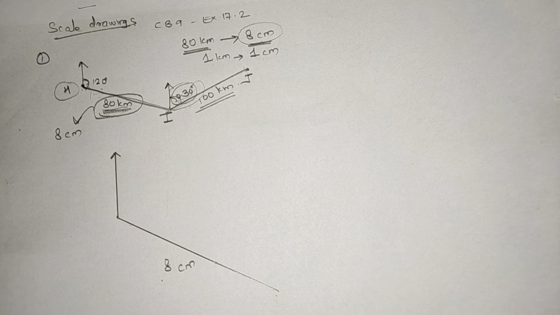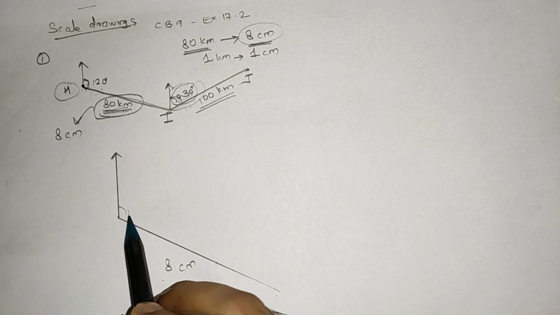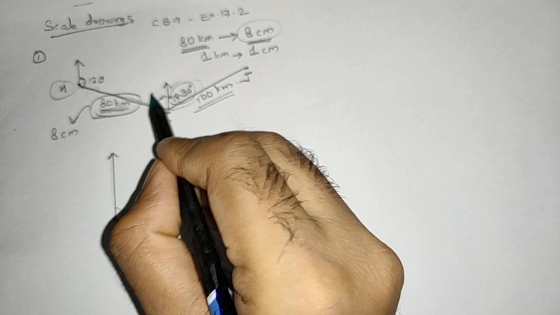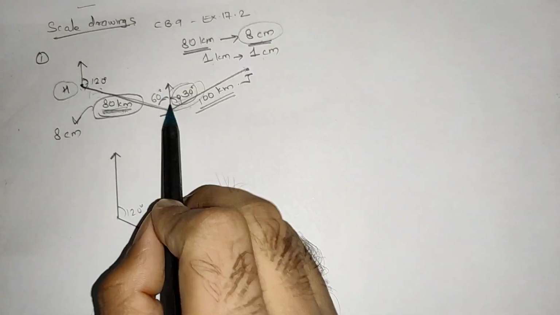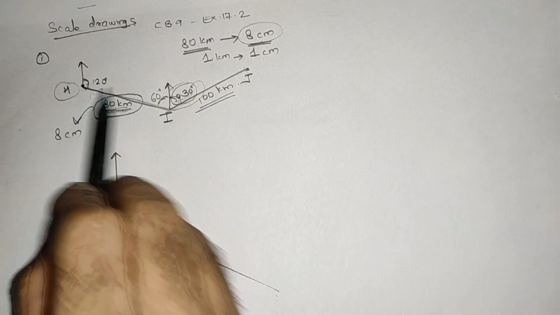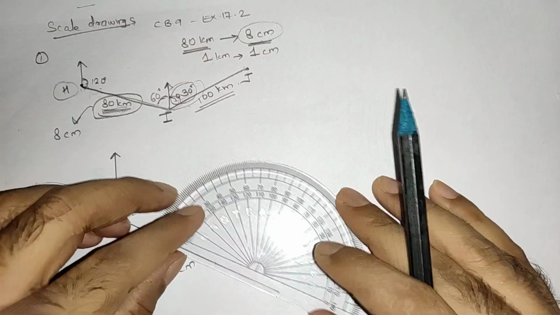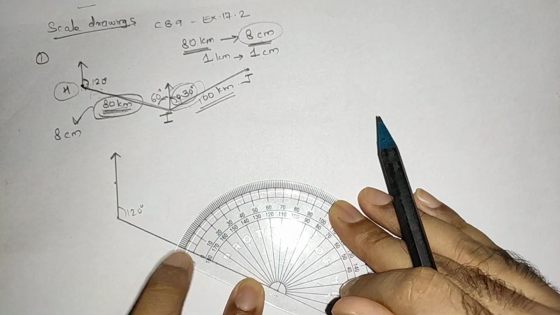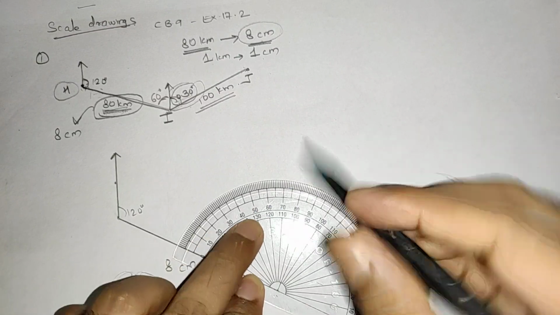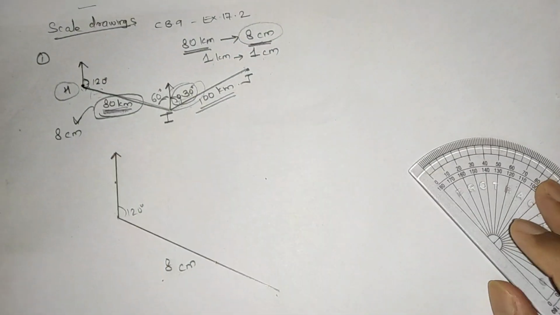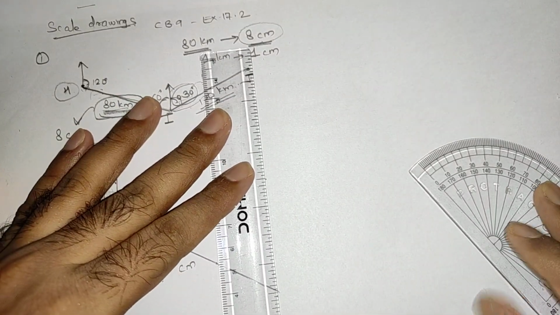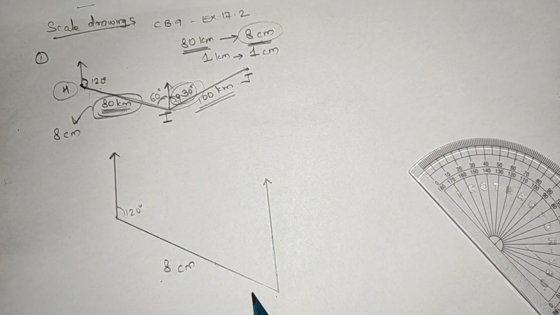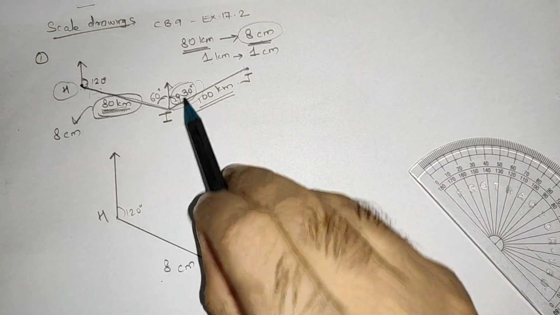So what you can do, this angle is 120. So the angle over here has to be 60 degree. Why? This north and this north both are parallel to each other. They should add up to 180. Place the protractor. Start counting from 0, 0, 10, 20, 30, 40, 50, 60. So north arrow is ready.